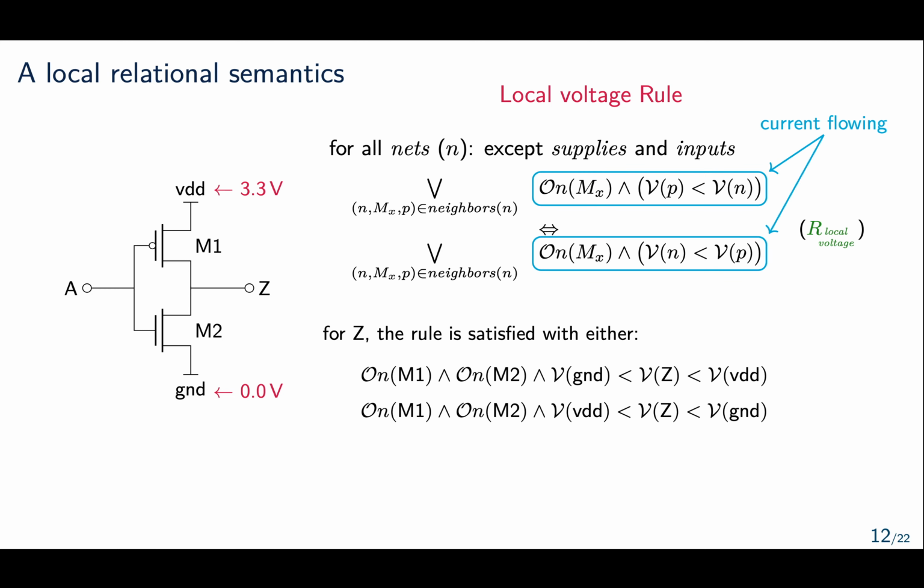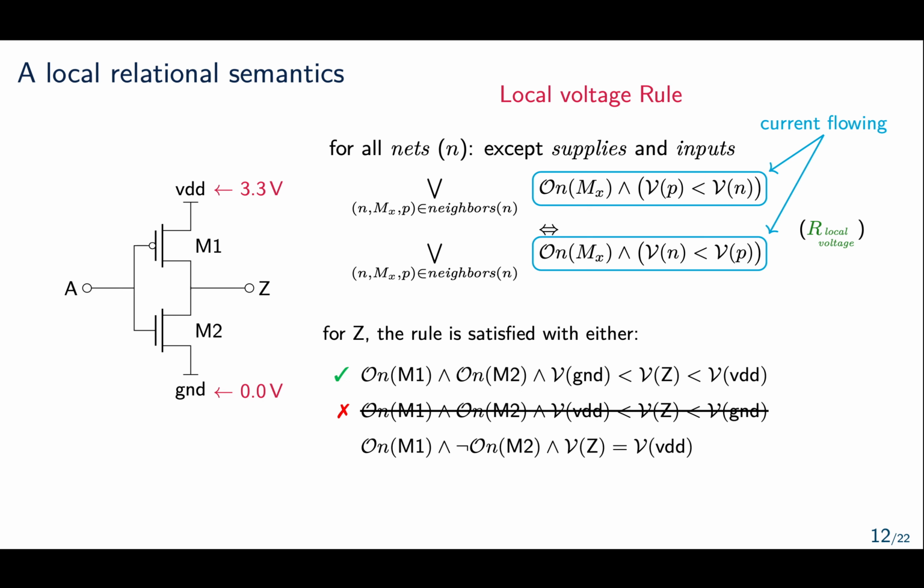Let's now apply this rule to net Z of the inverter and see when it is satisfied. We notice that the net Z has two neighboring devices, M1 and M2. If the two devices are turned on, the rule can basically be satisfied in two cases. The first is when the voltage of GND is less than the voltage of Z, that is less than the voltage of VDD, and this case is coherent. The second case is when Z is situated between GND and VDD, but when the order is not coherent with the supply values, so it's impossible to happen.